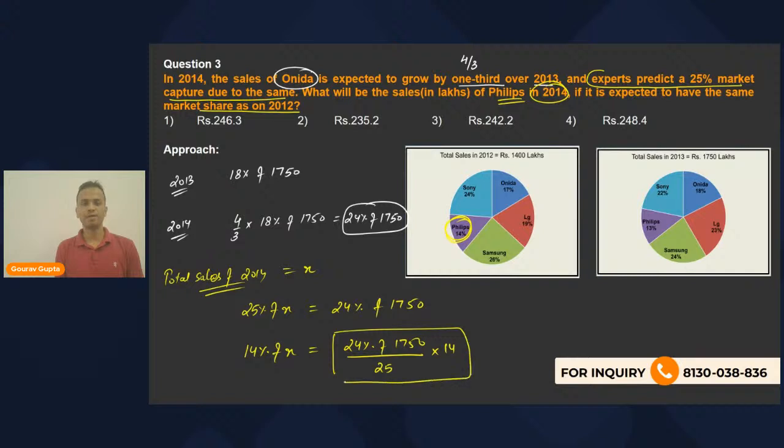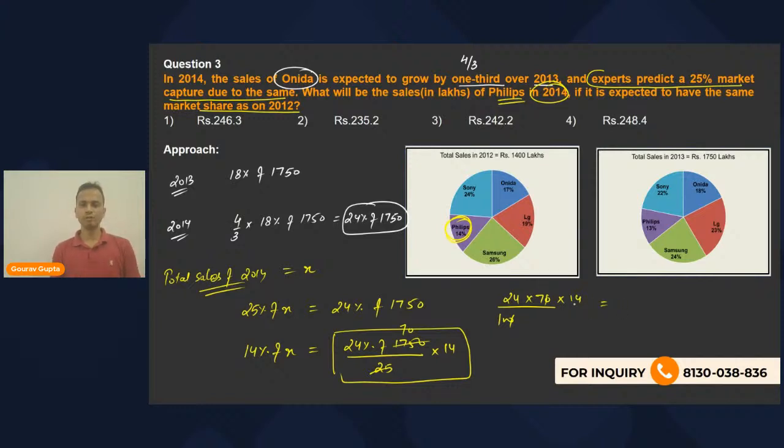Unitary method. Okay, so I applied the unitary method and this value will be calculated. So this is what you will have to do for this question and you will get your answer. That's all. So let's do the cancellation. I'll write it as 24 upon 100, 25 and 1750. This is 70 multiplied by 70 into 14. So 0 0 cancel. 24 into 7 into 14 to be calculated, divided by 10, and your answer will come in terms of lakhs.